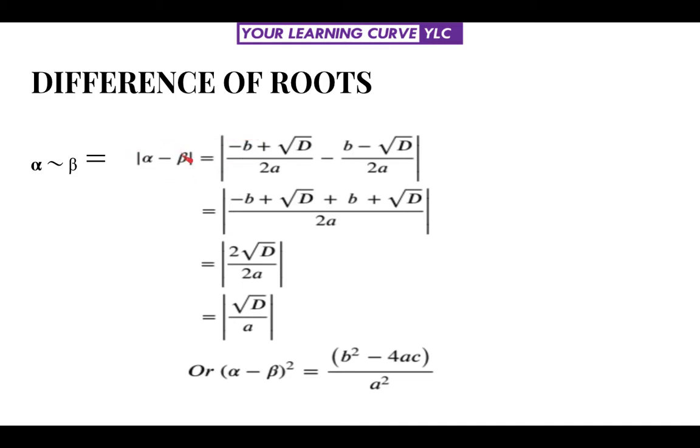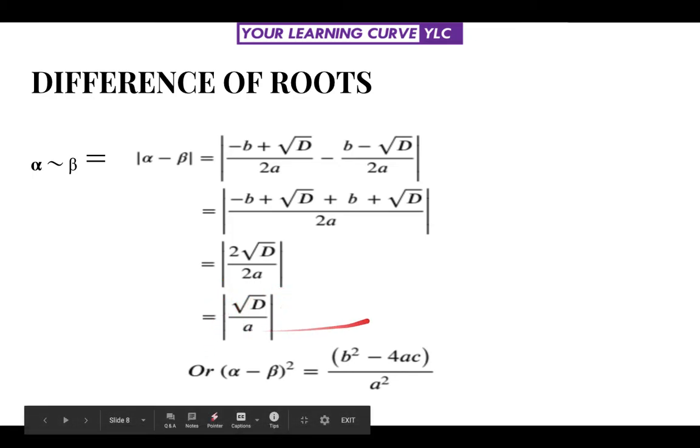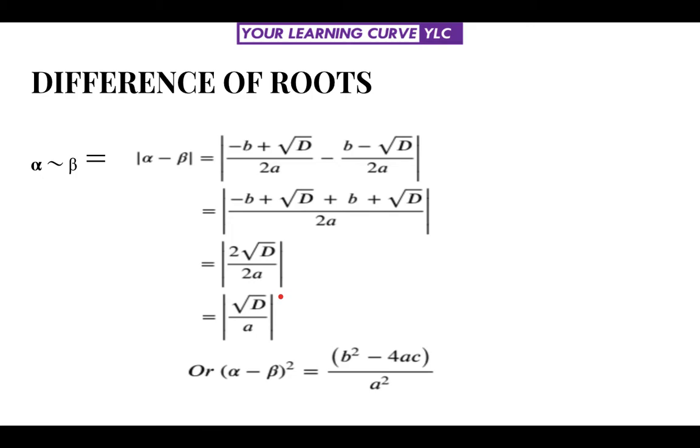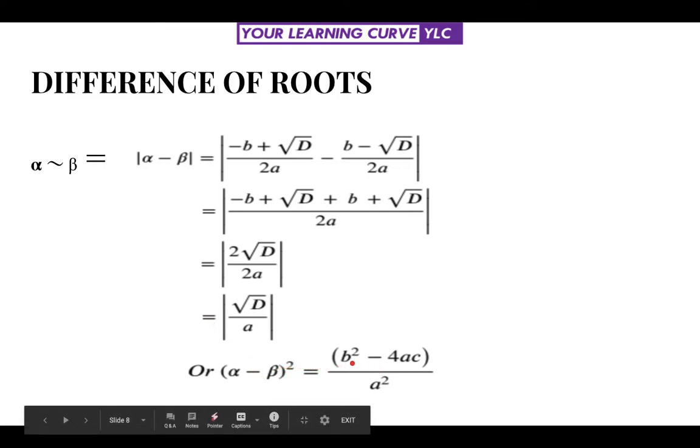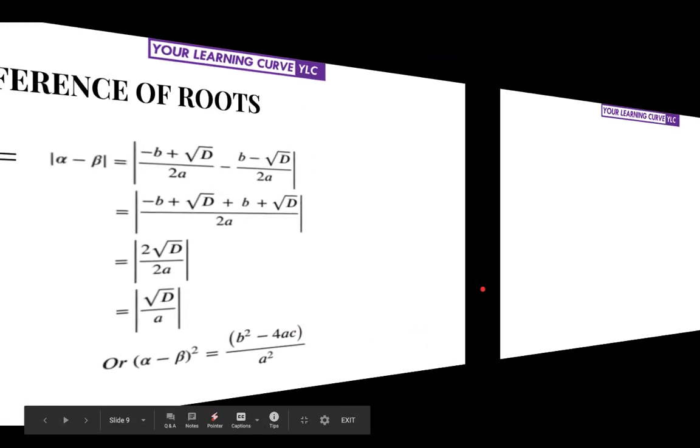Now you put the values of alpha and beta, it doesn't matter which one you are saying alpha, which one you are saying beta. You take the LCM 2a. Here you see that b gets cancelled and it becomes 2 root d by 2a. 2 gets cancelled. It's mod root d by a. Always remember that if you want to remove mod from your equation or solution, you have to square it, because if the number is negative or positive, on squaring you will always get the positive number. So when we square, alpha minus beta whole square is b square minus 4ac upon a square.